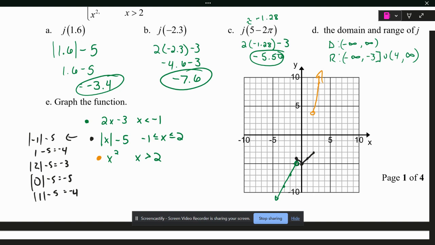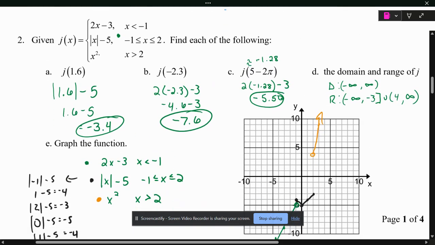All right, if you're working, that's totally fine. I just want your eyes up to make sure that you're on A through C correctly for the most part. On letter A, 1.6 should have been in between -1 and 2, so absolute value of x minus 5. Then your answer is -3.4. Letter B, -2.3, that's where 2x minus 3 occurs, so it'll be -7.6.